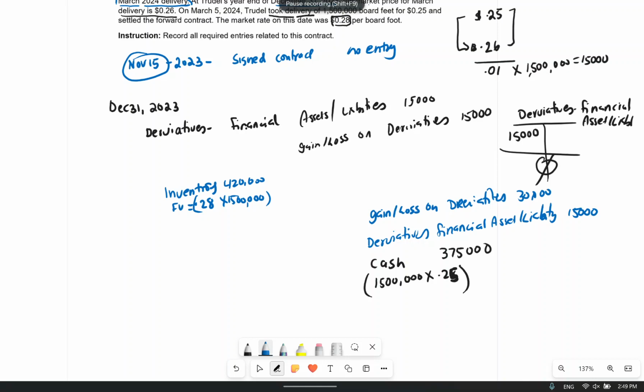So did our entry balance? Yes, our entry did balance. So the entry does balance. So this is how we will do the forward contract. Again, learn about the future contract. The entries are similar but not the same. Then we also learned about options. So those are the other two things we learned in the first part of your chapter 16.